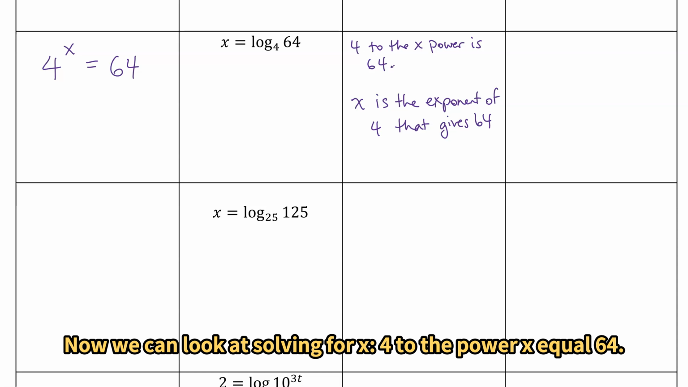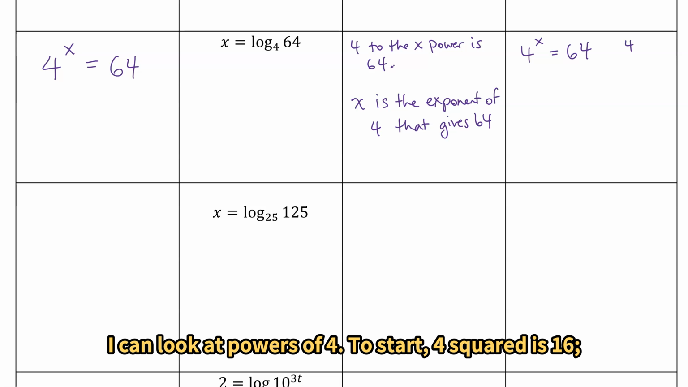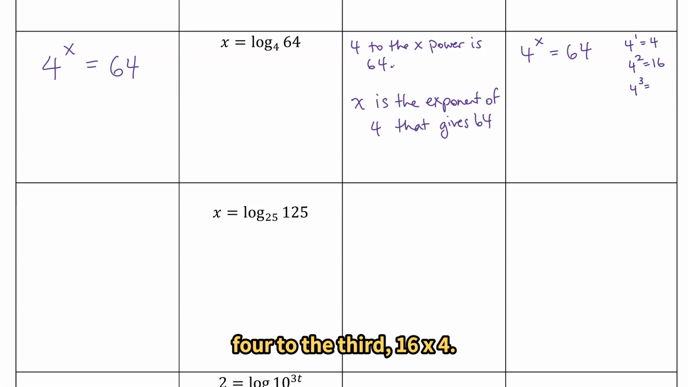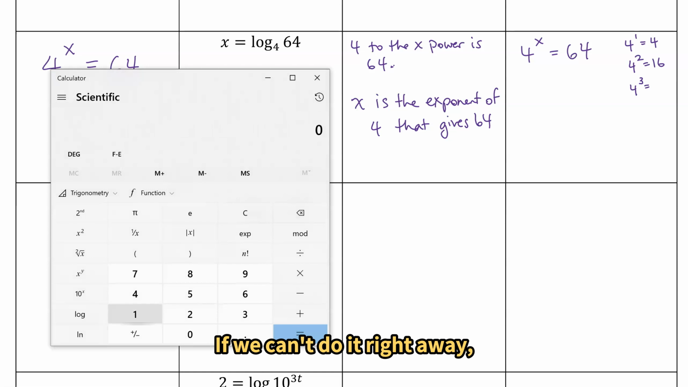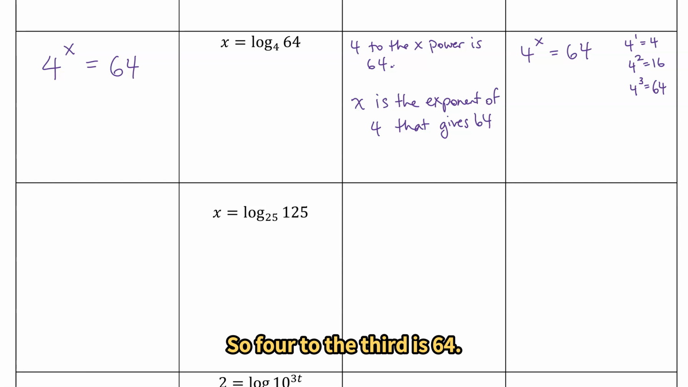Now we can look at solving for x. 4 to the power x equals 64. I can look at powers of 4 to start. 4 squared is 16. 4 to the third, 16 times 4. If we can't do it right away, we just use our calculators. 16 times 4, hey, that's 64. So 4 to the third is 64.